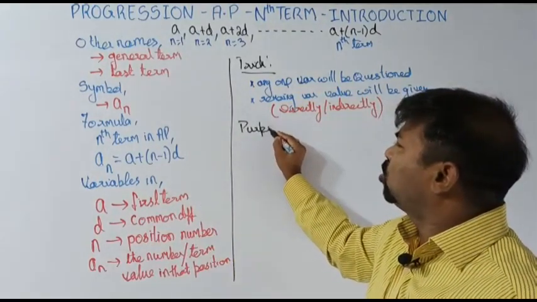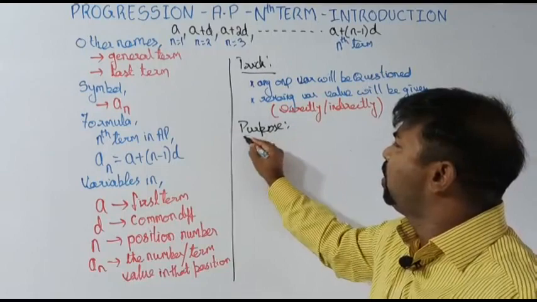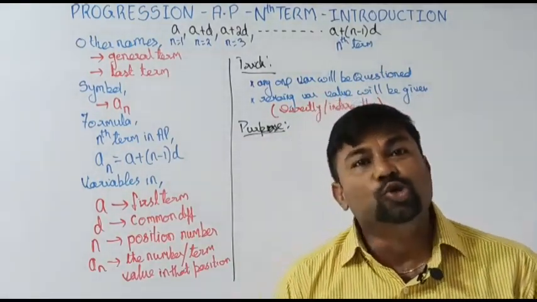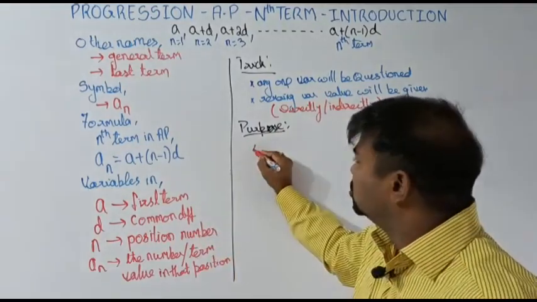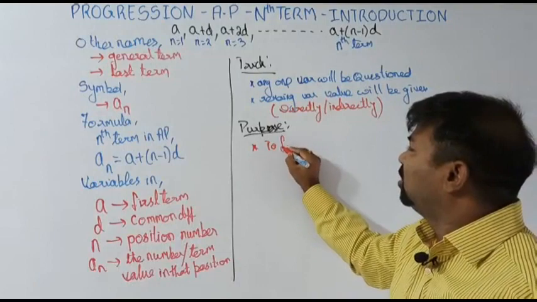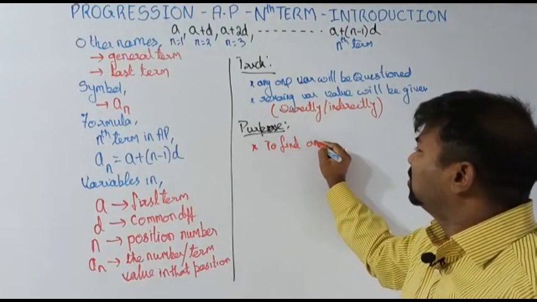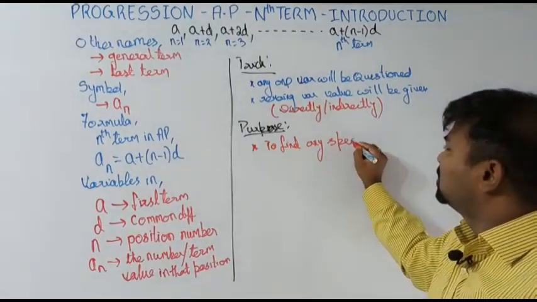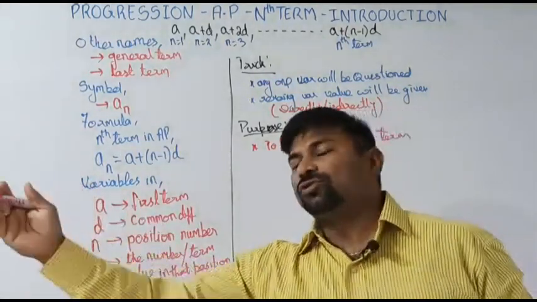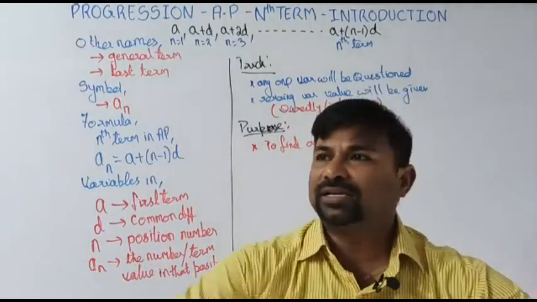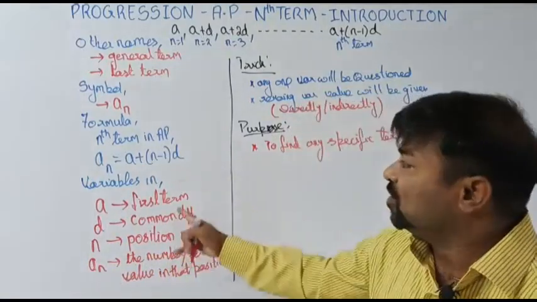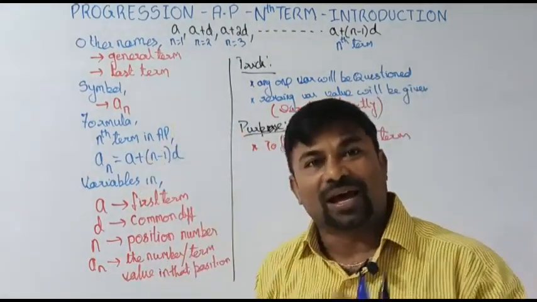What is the purpose of knowing this formula? What is the use? Generally, to find any specific term, if you are asked to find the fourth term, sixth term, or 10th term, if you are asked to find any specific term, we are going to use the nth term formula. That is point 1.